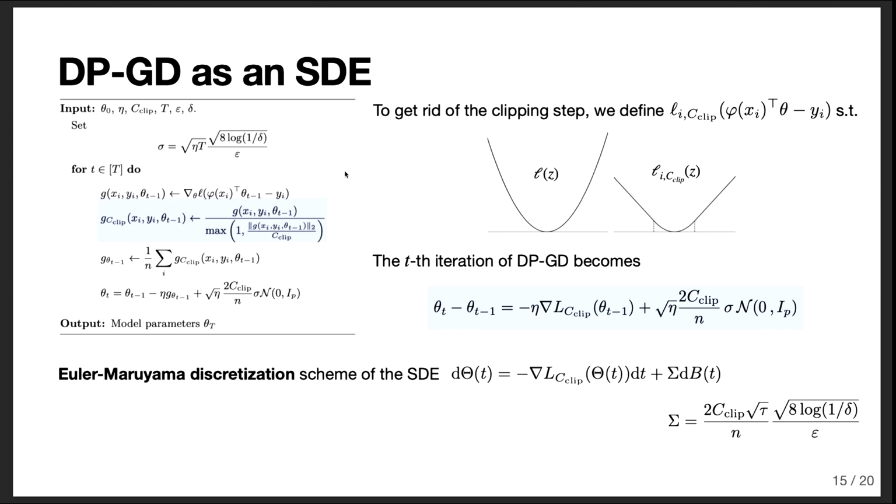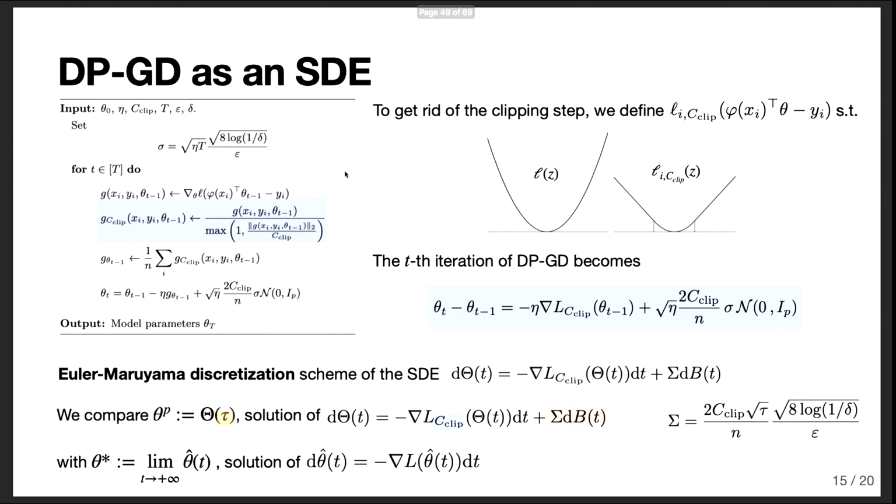And then I simply have to study this SDE and compare it, for example, with the non-private cousin, which is gradient flow. And here, again, I stress in yellow, blue, and red the fact that we have clipping, that we have the noise, and that we have the early stopping there.